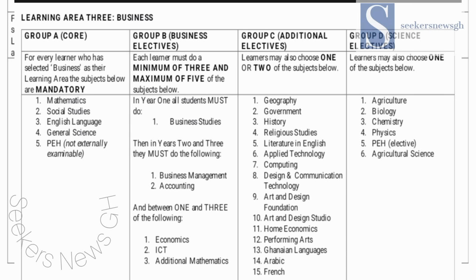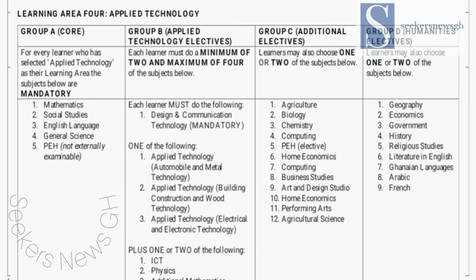So what we'll be doing is bringing you the implications of these. When you choose certain combinations, what programs can you do at the university? Sometimes you are limited if you don't do certain programs. So kindly subscribe. So the next learning area is applied technology.